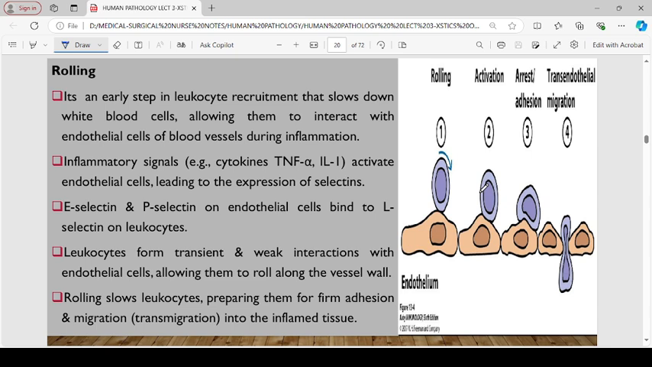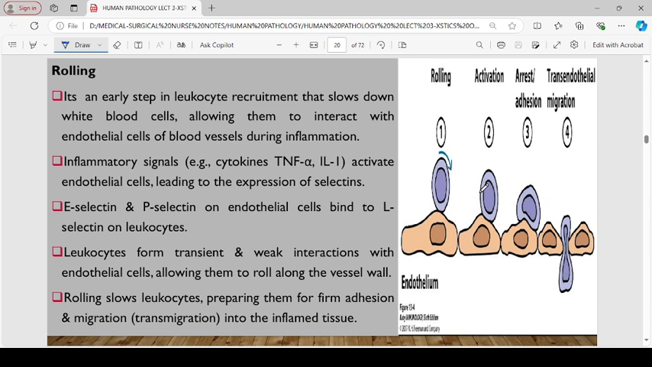From margination, we go to rolling, which is an early step in leukocyte recruitment that slows down white blood cells, allowing them to interact with the endothelial cells of the blood vessels during inflammation. So, to facilitate this process, we have inflammatory signals like the cytokines, tumor necrosis factor alpha and interleukin 1, which normally activate endothelial cells, leading to expression of selectins. So, we have E-selectin and P-selectin on the endothelial cells, which normally bind to L-selectin on leukocytes. Leukocytes then form transient and weak interactions with the endothelial cells, allowing them to roll along the vessel wall.